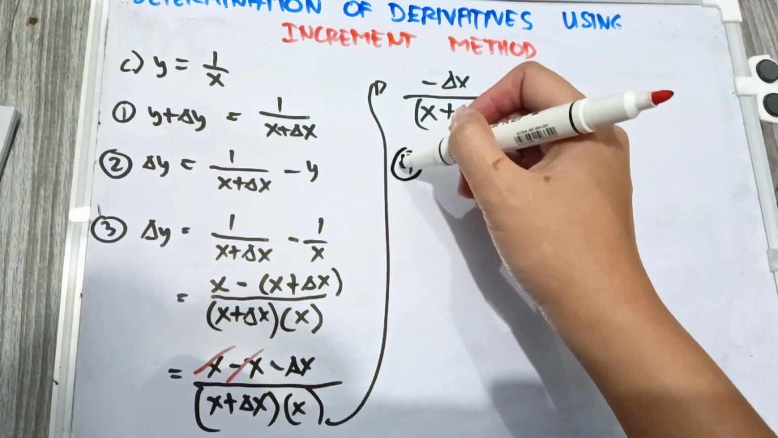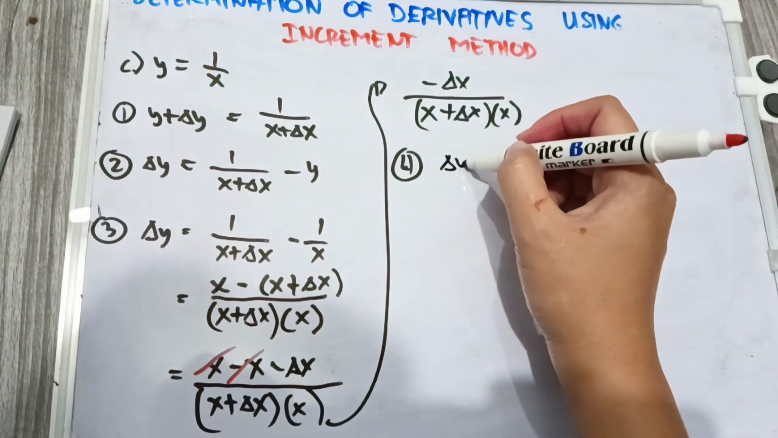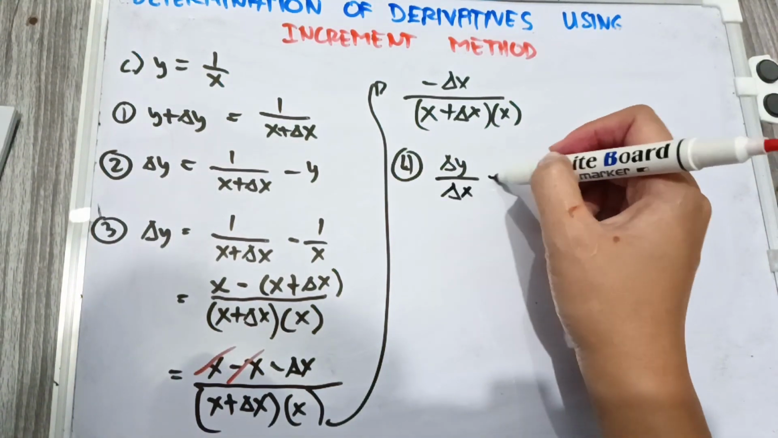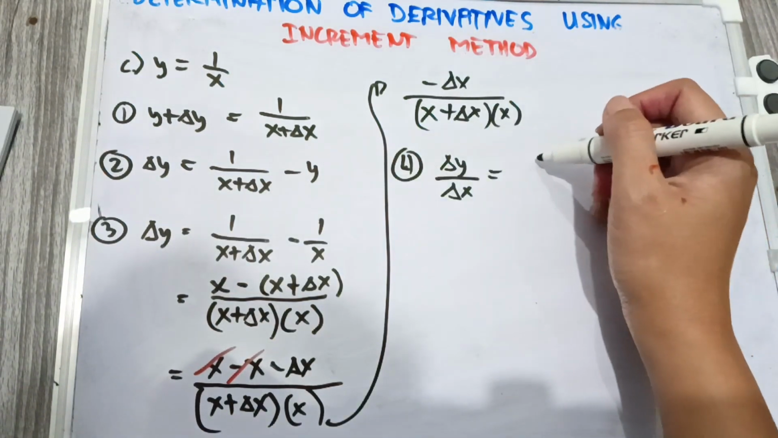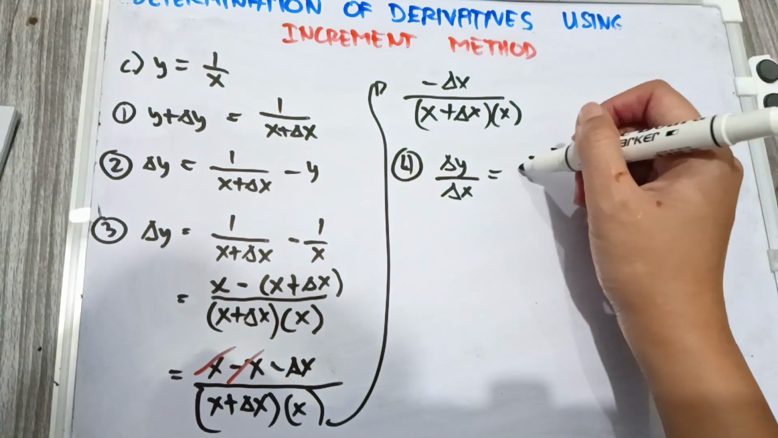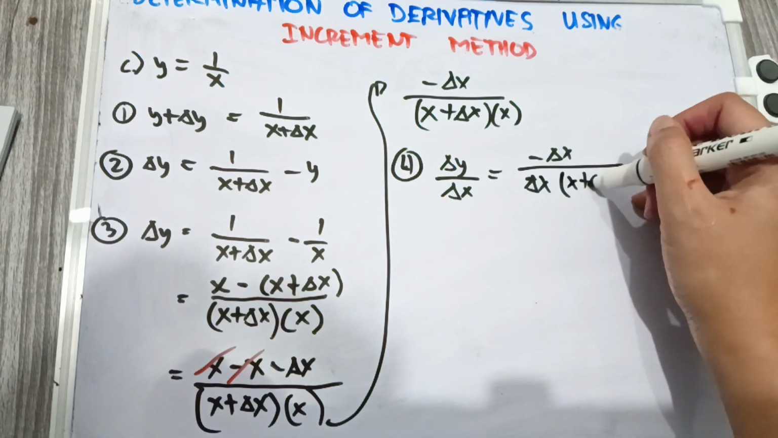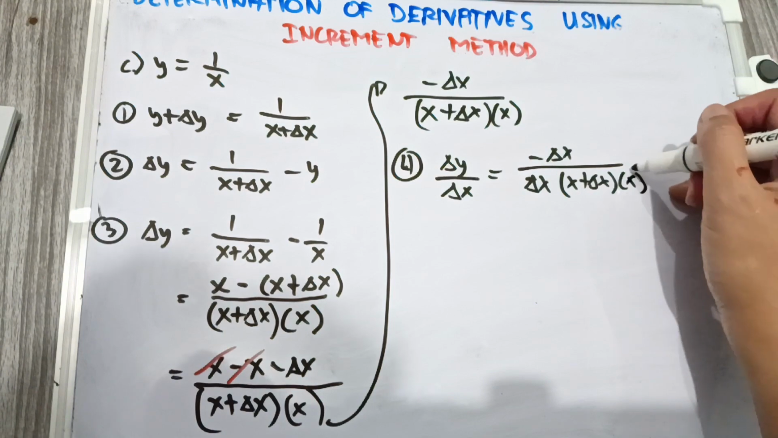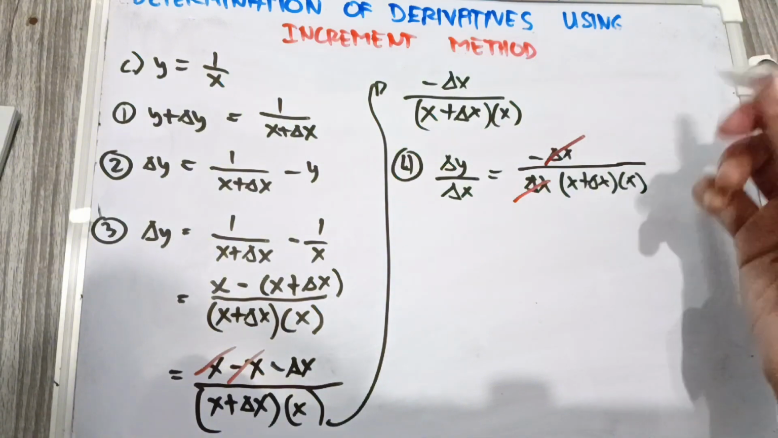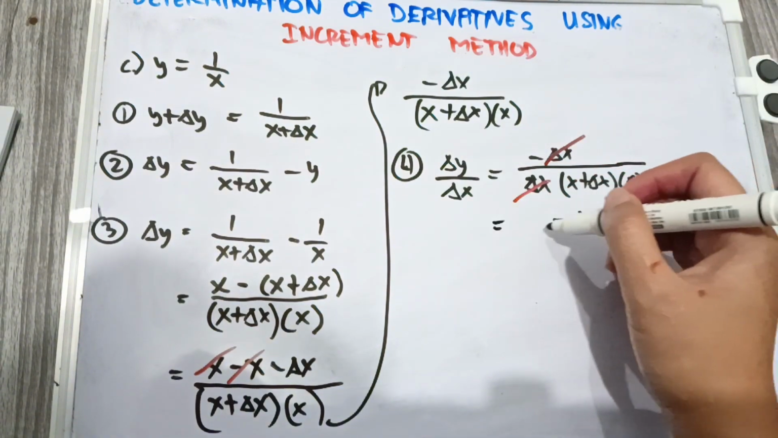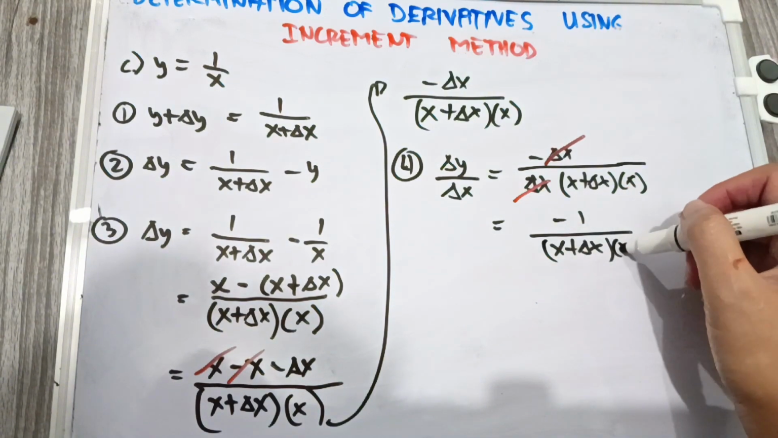In step number 4, we are going to divide the equation by delta x. That will be delta y all over delta x. Divide this by delta x and divide this by delta x. Negative delta x all over negative delta x times x plus delta x times x. Then let's cancel. The answer will be negative 1 all over x plus delta x times x.